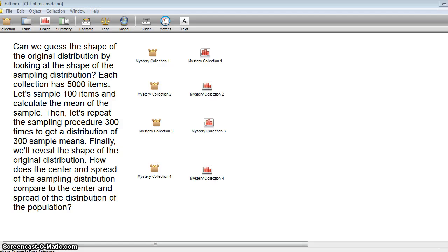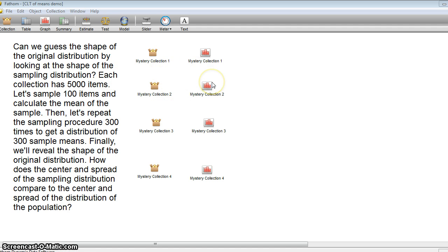For this demonstration with Fathom, we're going to take a look at 4 different mystery collections, and we're going to sample 100 items from each collection, calculate the mean, and repeat that procedure 300 times. Then we're going to take a look at the distribution of the 300 sample means and see if we can use that to predict the shape of the original distribution of 500 items in the collection.